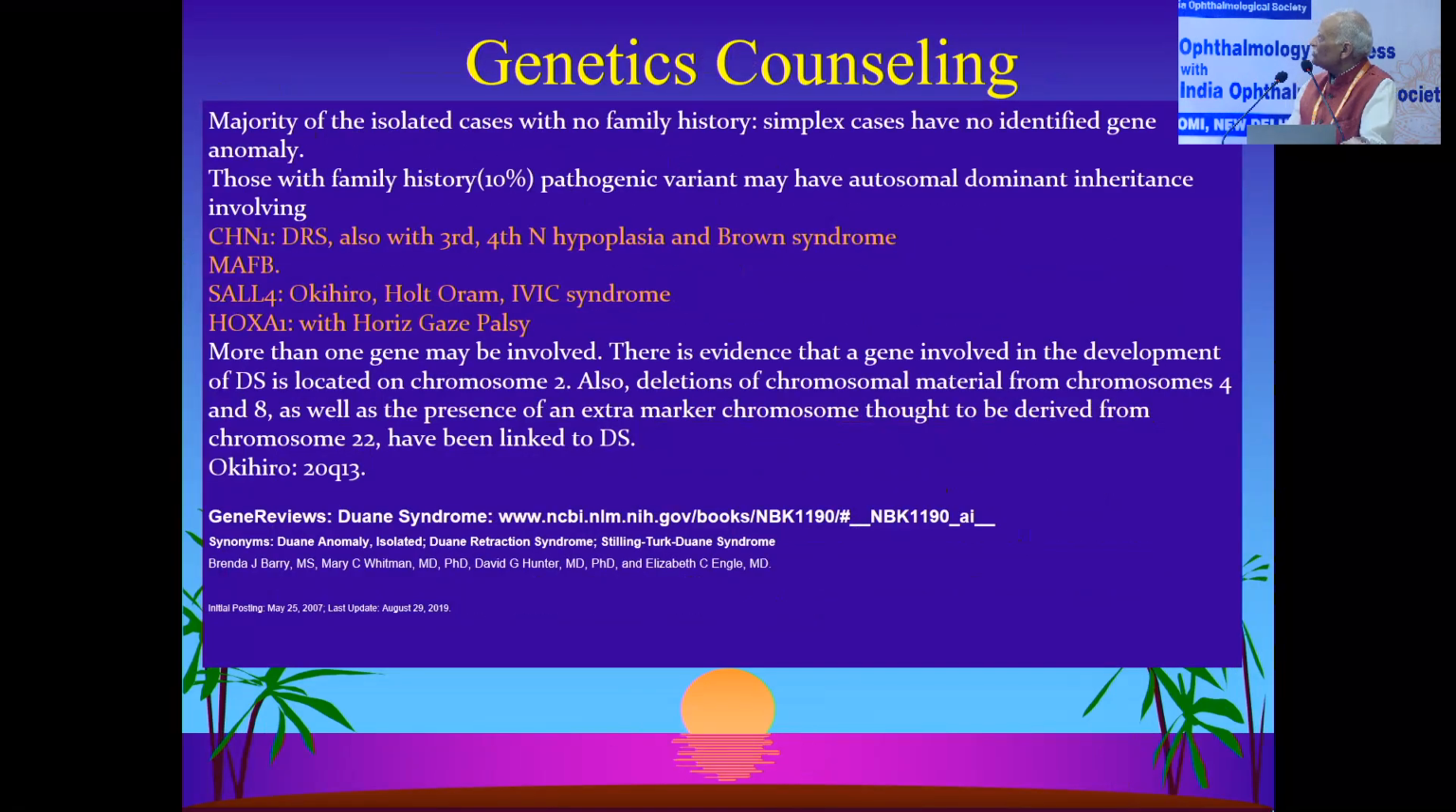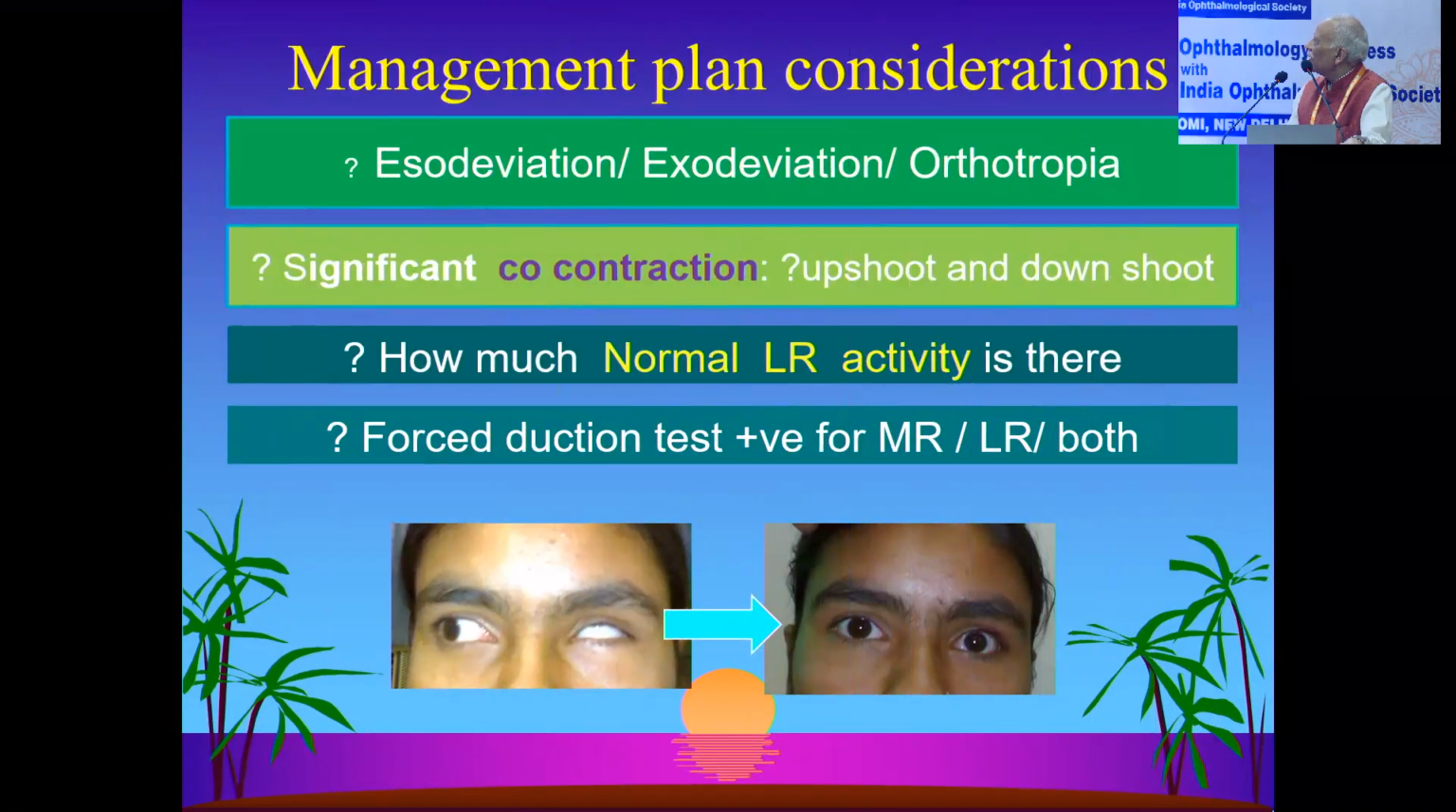So genetic counseling, yes, there may be some cases, about 20%, which may have genetic disorders associated. Gene review may be done. How do we manage this surgically? What I say is first of all follow whether it's an ESO, EXO or ortho. Second, look for the co-contraction. By rule, co-contraction is always there. See whether it is significant, mild or very severe.